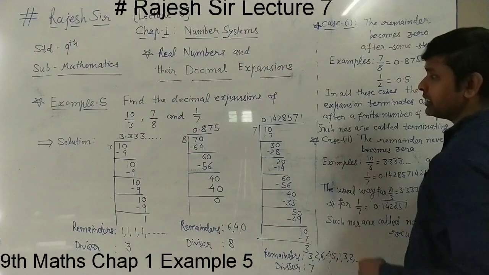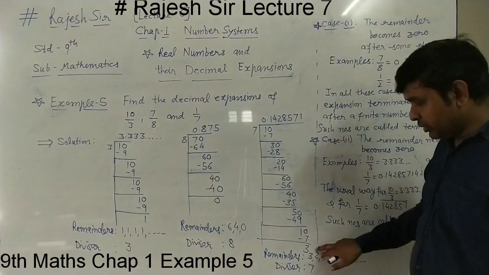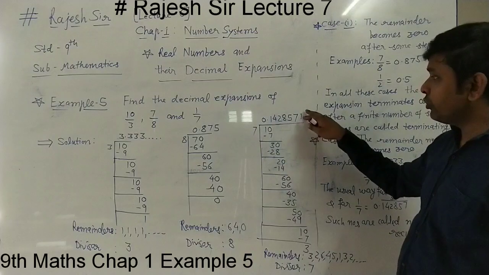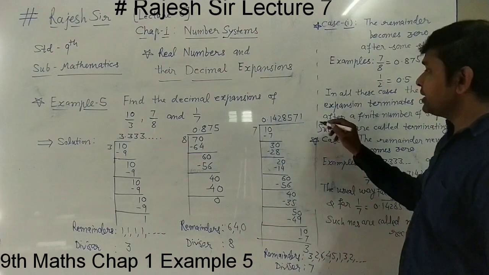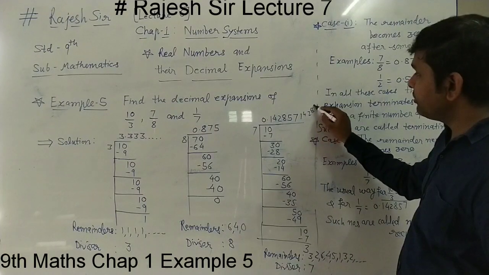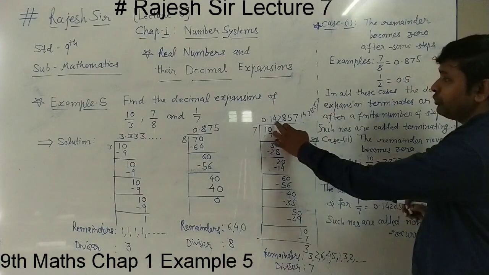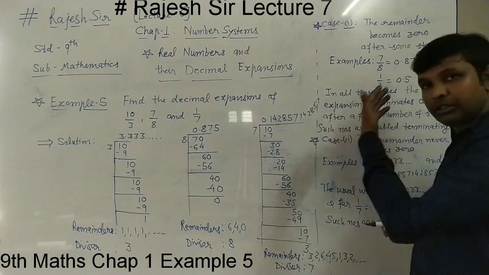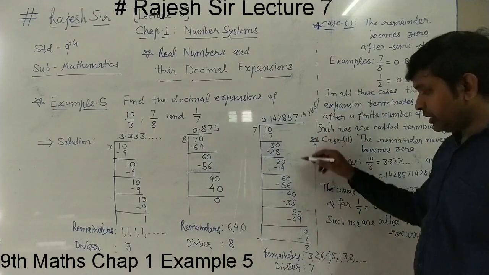So as you will notice, going ahead, 3, then 0 we can place, 7 4s are 28, 2 will come. You will see that after 1, 4 will come, then 2, then 8, 5, 7. So this 1 4 2 8 5 7 will continue and it will not end; the division will not end.